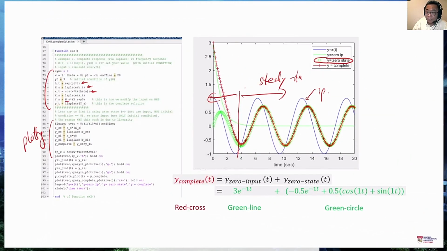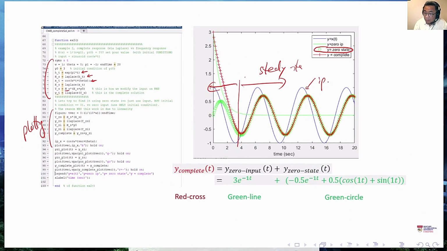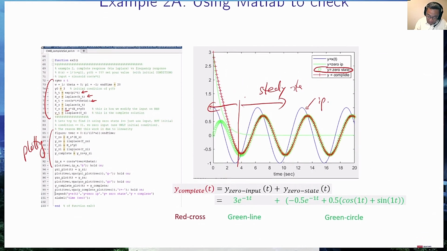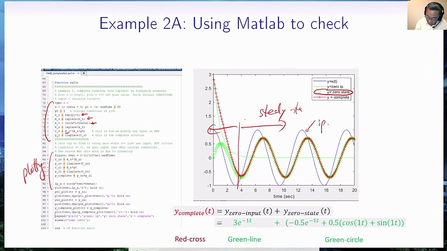Okay, so with that, I end my examples of zero state and zero input. Thank you.